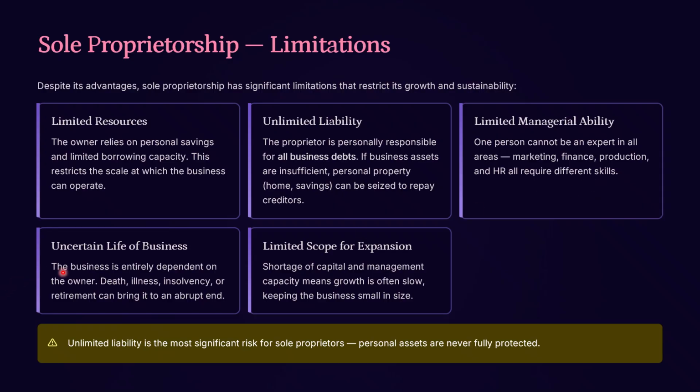The next limitation is uncertainty of life of businesses. Business depends completely on the owners. If the owners die, become seriously ill or retire, the business may come to an end. The final limitation is limited scope for expansion. Due to limited capital and limited management skill, the business usually remains small.